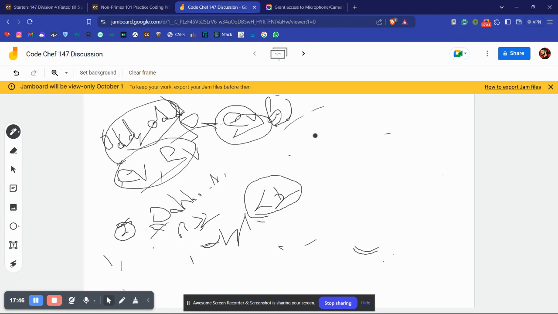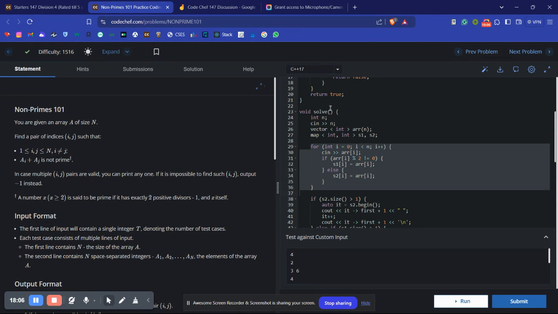So what we do is, we simply take the sum of both values in both sets and check whether the sum is prime or not. If it is prime, then we print out the value -1. If it is not prime, then we print out the indices 1 comma 2 respectively. You can see it here.